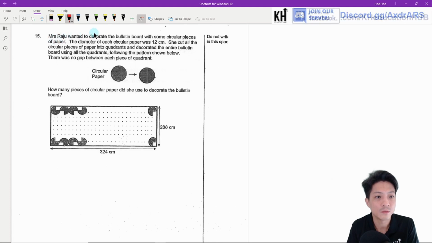Okay, question 15. Mrs. Raju wanted to decorate the bulletin board with some circular pieces of paper. The diameter of each circular paper was 12 cm. She cut all the circular pieces of paper into quadrants and decorated the entire bulletin board using all the quadrants, following the pattern shown below over here. Okay, there was no gap between each piece of quadrant. So how many pieces of circular paper did she use to decorate the bulletin board?